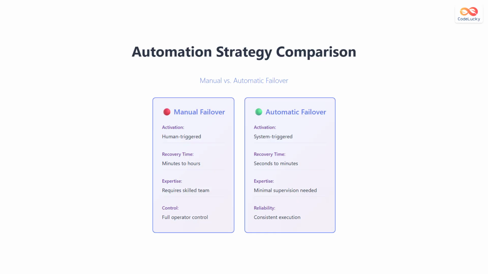Automatic failover, on the other hand, is triggered by the system itself without human intervention. Recovery time is dramatically reduced to seconds or minutes because there is no waiting for human action. Minimal supervision is needed, and the system executes the failover consistently every time. For most critical systems, automatic failover is preferred because it minimizes downtime and ensures reliable recovery.